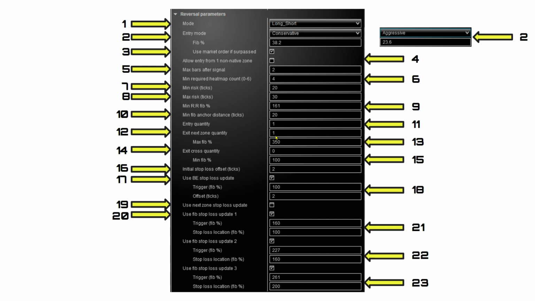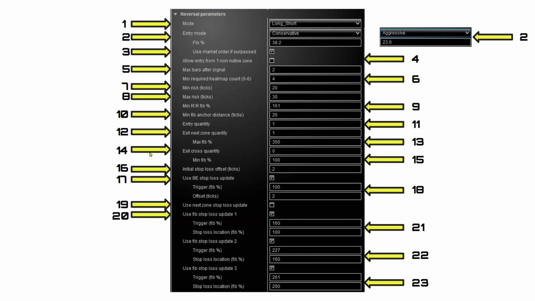So basically we're saying if we're entering on one, if it hits the next zone, take the trade off in this situation. Okay. Now, if there isn't another zone and it's quite a long way away, we have the max fib percentage set at 350 here at number 13. So if we go 350%, and there's still no sign of a zone to take our profit, that's where that profit will be taken on there. And again, I'll show you an example of that.